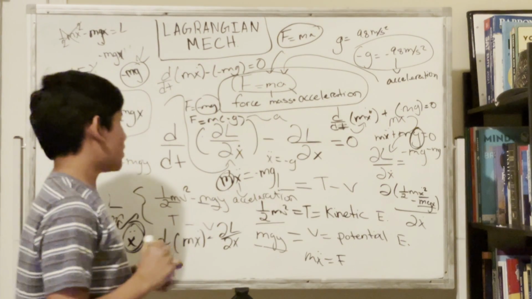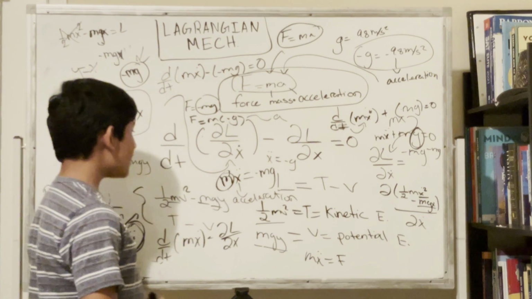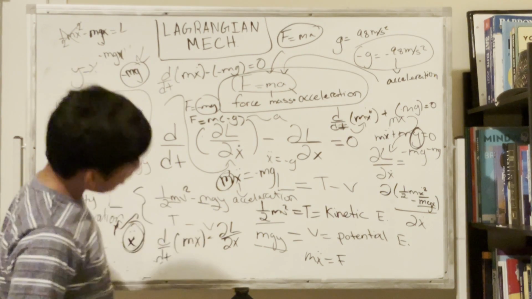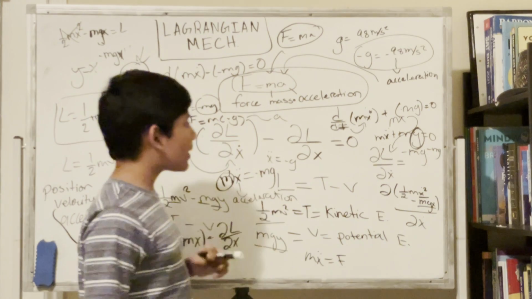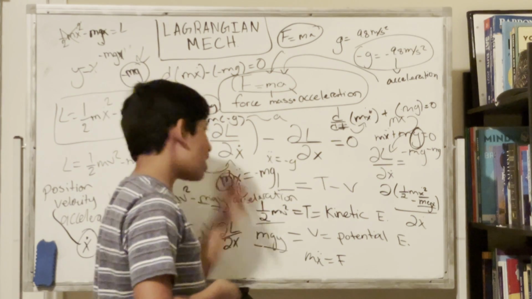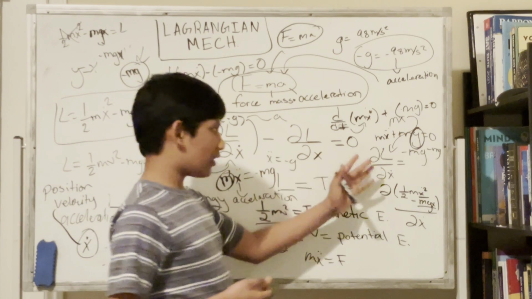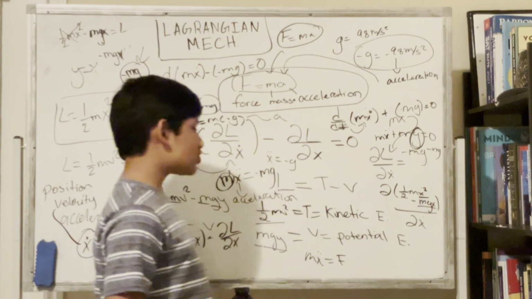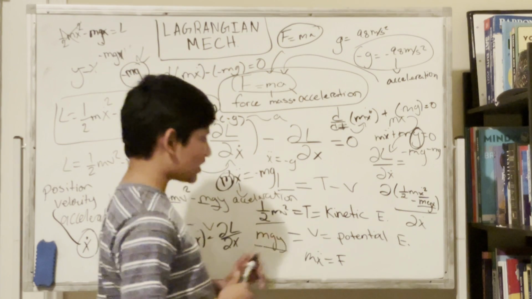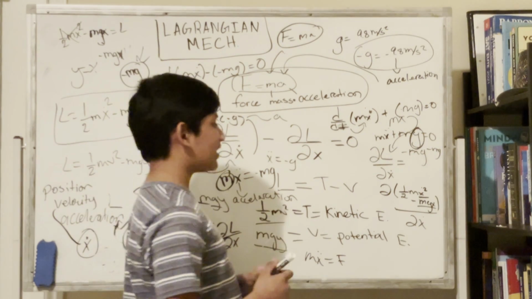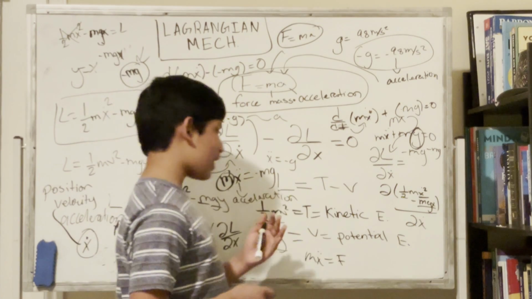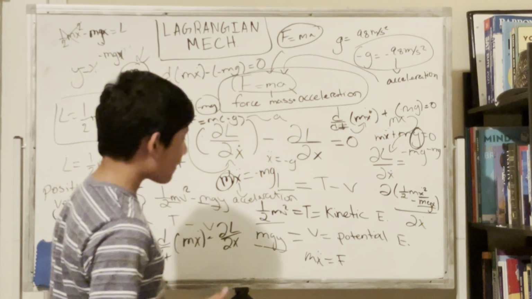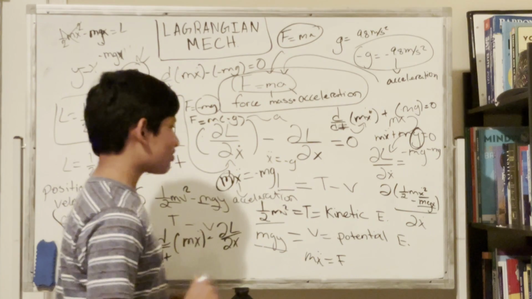So just to review what we did, we had this big equation: the derivative with respect to t of the partial derivative of the Lagrangian with respect to x dot, subtracted by the partial derivative of the Lagrangian with respect to x, is equal to 0. So what do we do first? Well, for the system which we're analyzing, we knew the kinetic energy and the potential energy. The kinetic energy is T, potential energy is V, and we know that the Lagrangian is the kinetic energy subtracted by the potential energy, and we know that the kinetic energy is 1/2 mv squared. And if we subtract mgy, which is the potential energy, we get the Lagrangian.